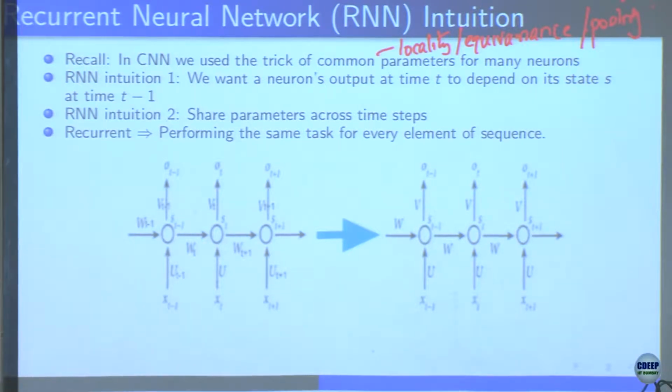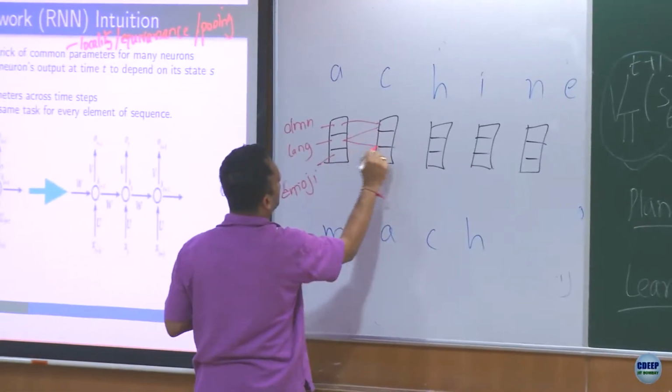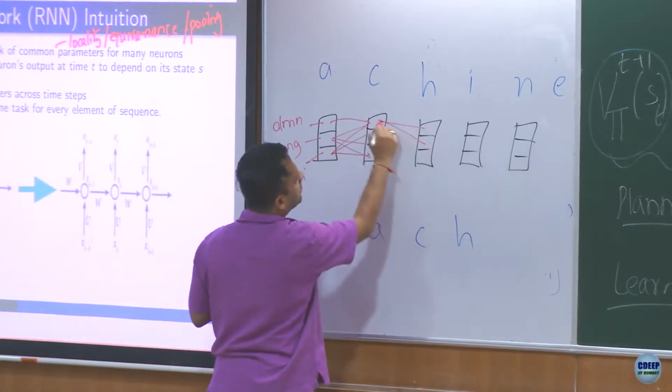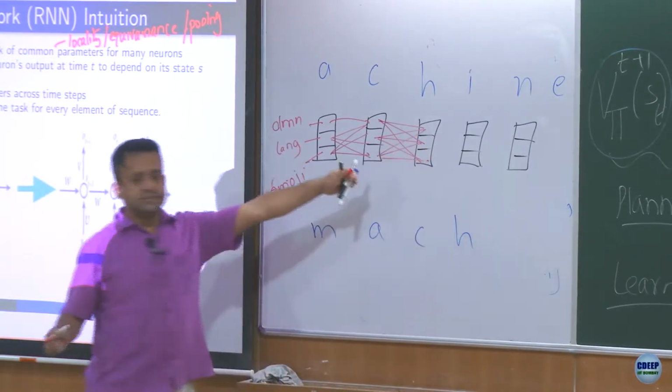the following way. We want first a neuron's output at time t to depend on its state s at time t minus 1. So we have the notion of state coming from hidden Markov models, and we also now talked about state so much, Markov decision processes. Okay, so the state at a current time instance should depend on the state at the previous time instance, and the same thing here. So there is this edge going between these. Okay, you can think of this as like you would have in your fully connected network. Okay, so this is one aspect.